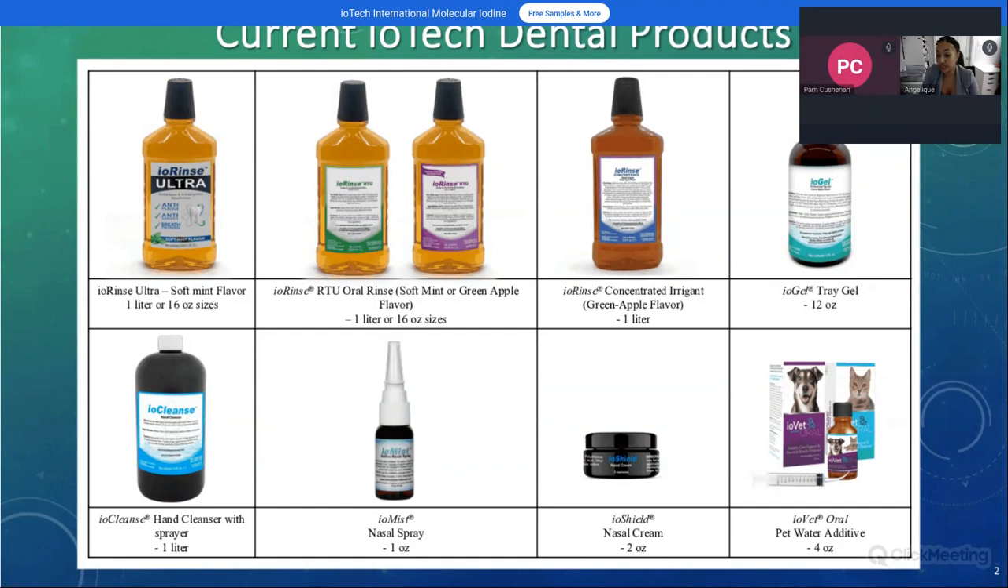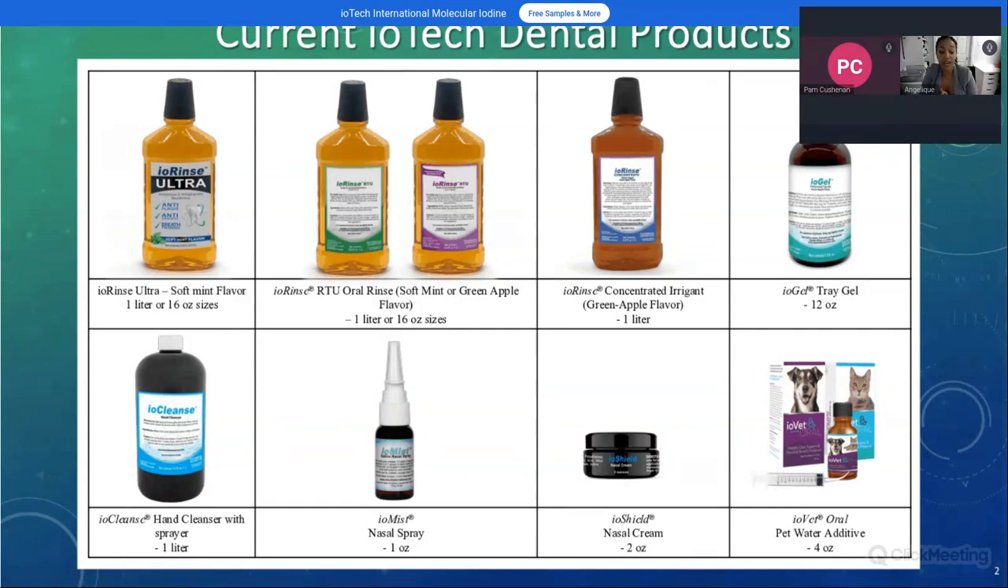Next, we have our ioGel tray gel. Now, ioGel is a thicker formulation of the molecular iodine. This can be used with a periodontal tray for at-home use. So the patient would dispense a small amount into the tray, place the tray into their mouth for about 5 minutes. They would leave it in place, and then they would spit out the excess. This allows the gel to penetrate deeper into the gums along with the pressure of the trays, and it's a great product for at-home treatments. This comes in a 12-ounce bottle with 12 bottles per case.